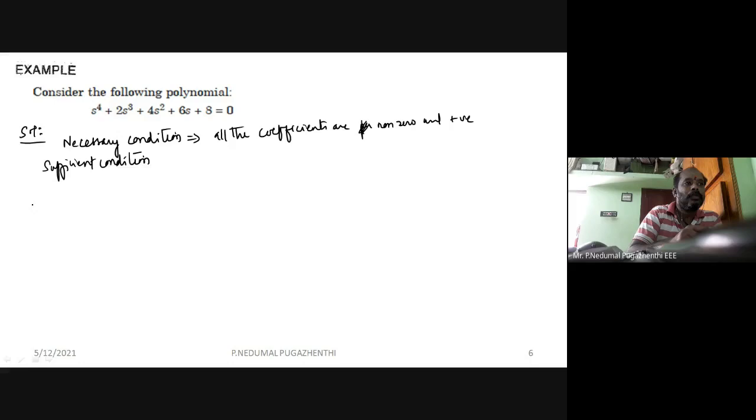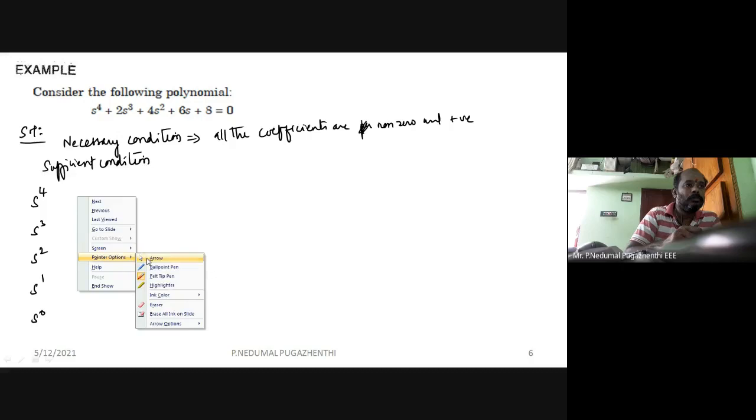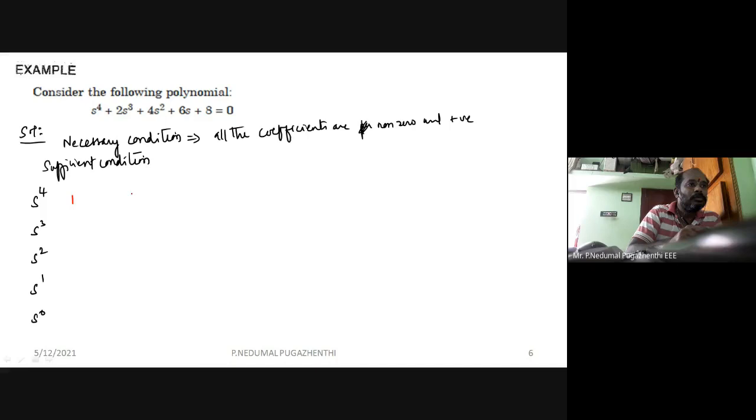Can anyone have completed? It's a simple problem. You can work on it. Very simply, you can do that. So, 1, 4, 8. Then 2, 6, 0. You can also reduce this, but anyway, it is a very small number, so we will keep it as it is. To get this value: 2 into 4 minus 1 into 6 divided by 2. So 8 minus 6 divided by 2 is equal to 1. So you will get 1.